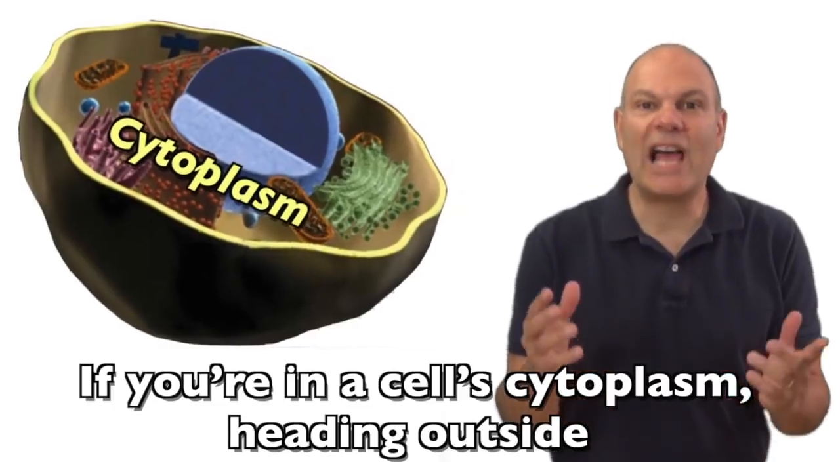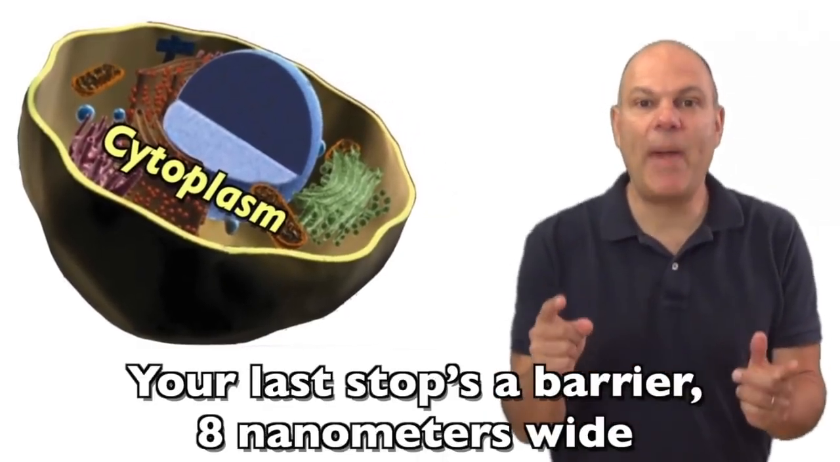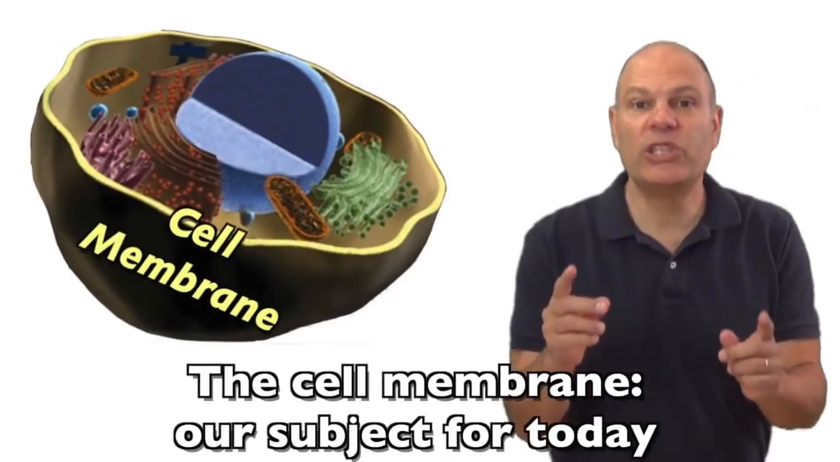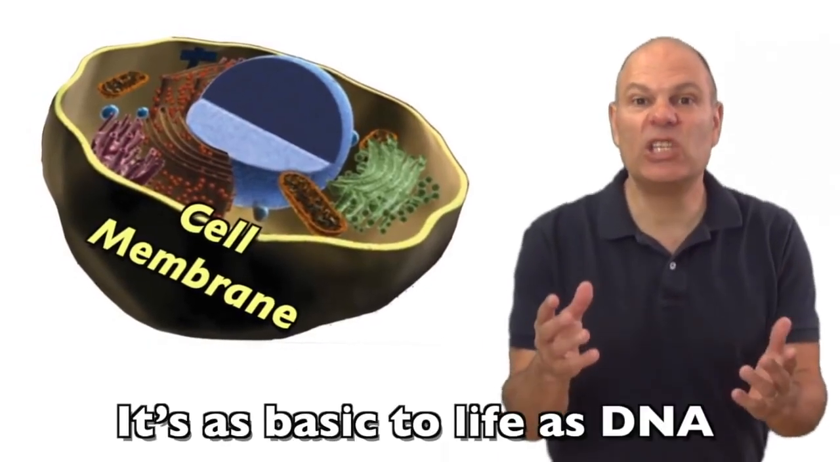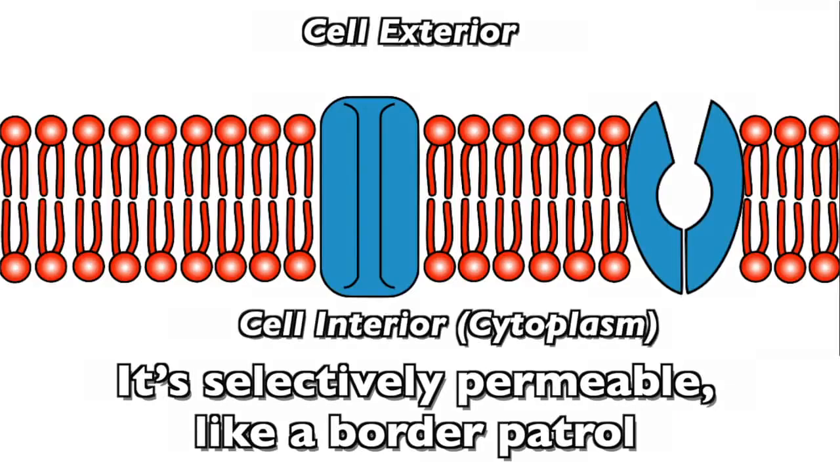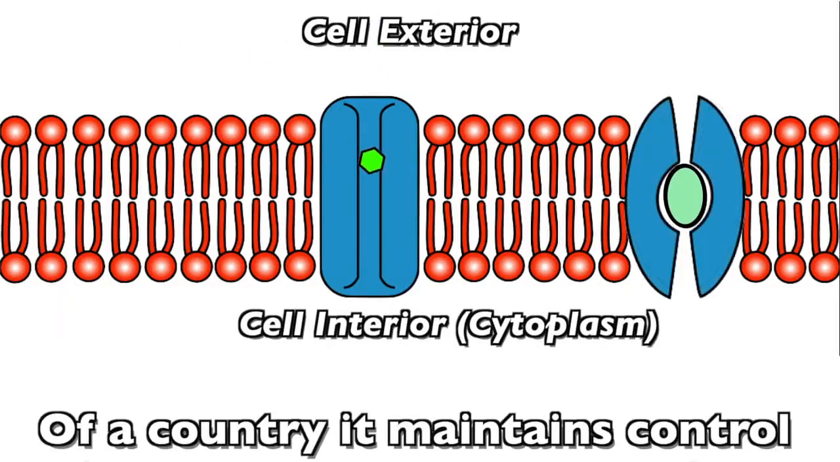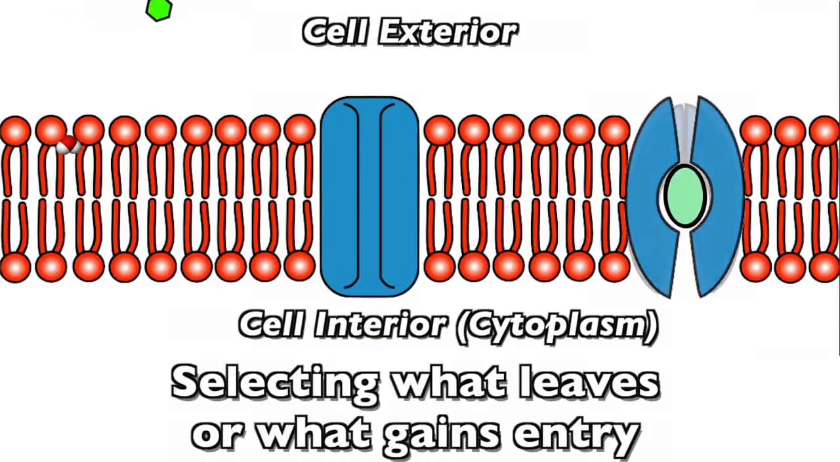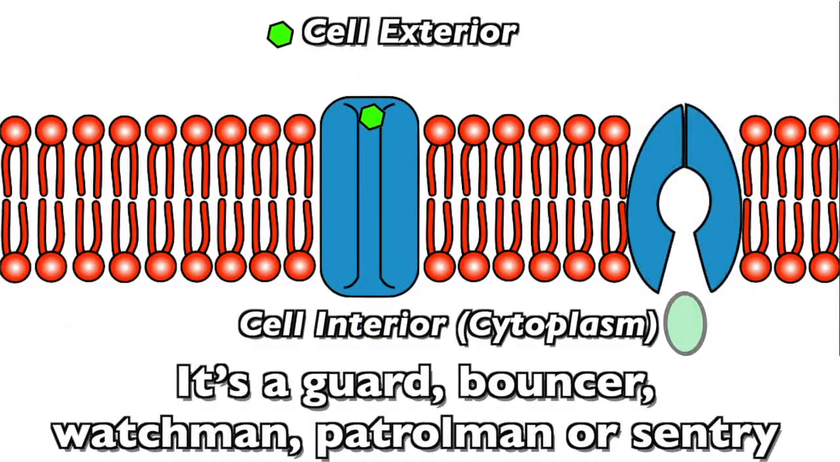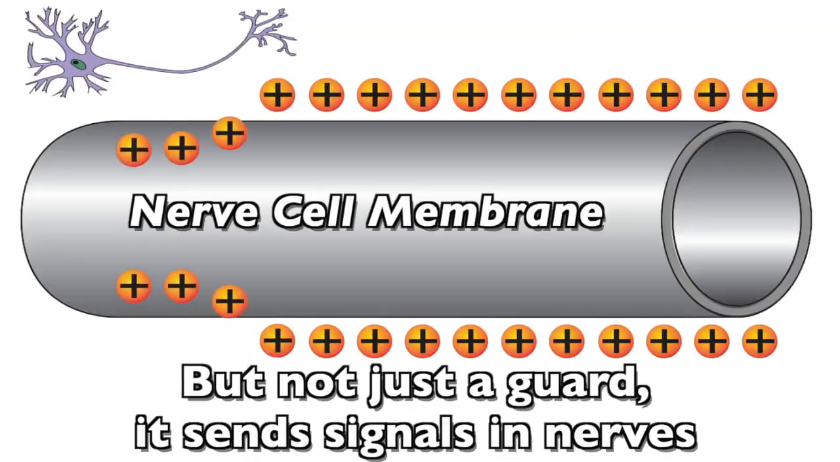If you're in a cell, cytoplasm heading outside, your last stop's a barrier 8 nanometers wide. The cell membrane, our subject for today, it's as basic to life as DNA. It's selectively permeable like a border patrol of a country. It maintains control, selecting what leaves or what gains entry. It's a guard, bouncer, watchman, patrolman, or sentry, but not just a guard.